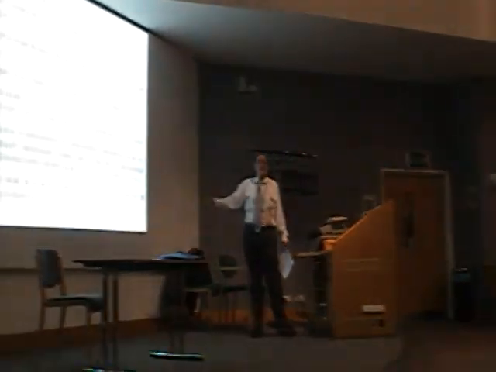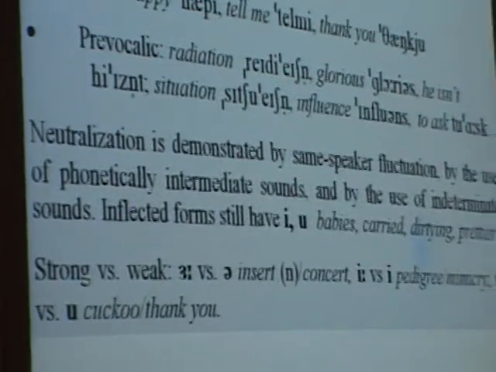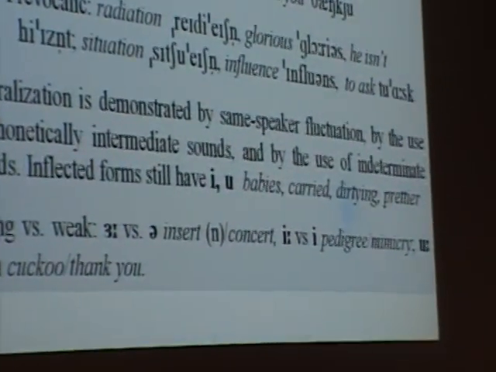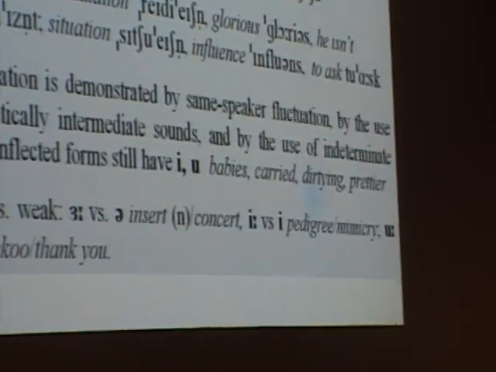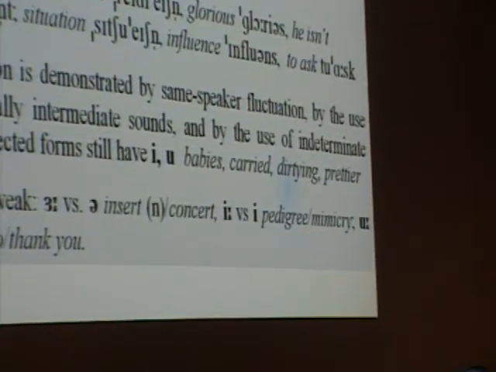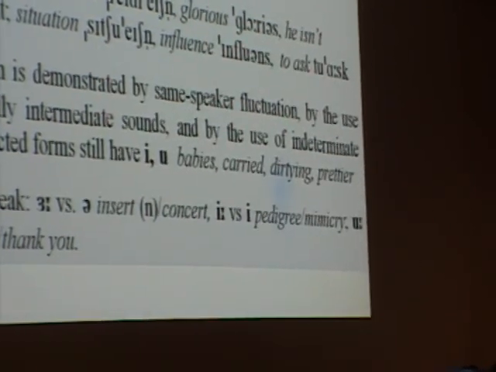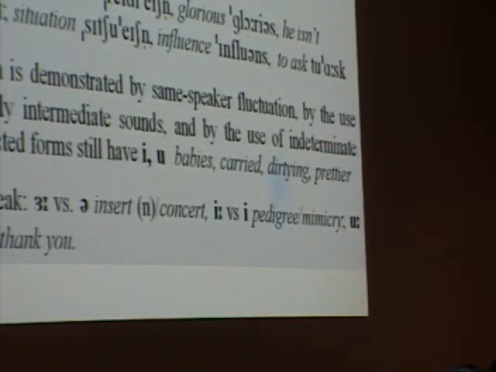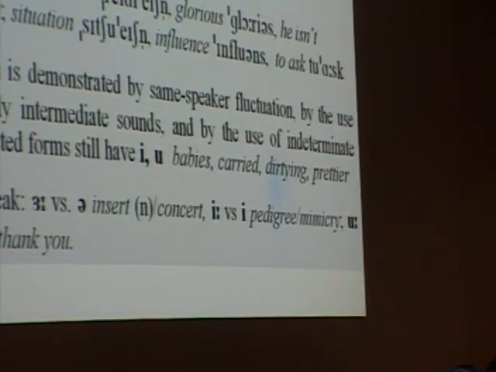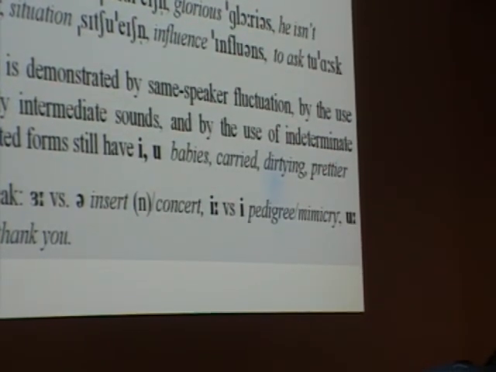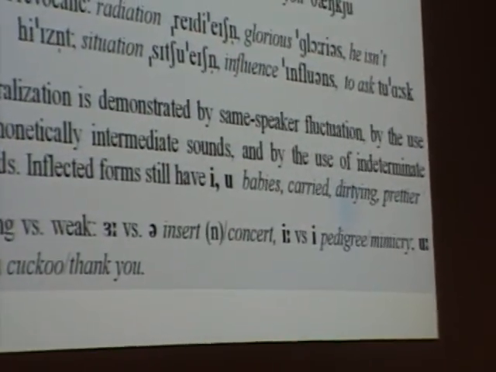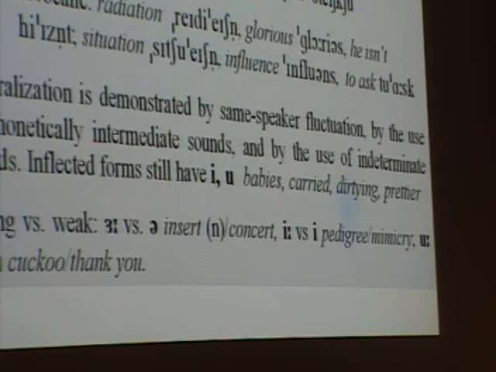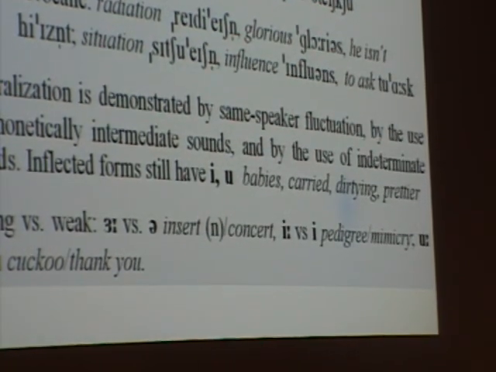And this is demonstrated, first of all, by same speaker fluctuation. A given person sometimes says "happy", sometimes says "happy". By the use of phonetically intermediate sounds: "happy", which is it? Don't know. And by the use of indeterminate sounds, can't hear which. This carries over into inflected forms. So you can get babies or babies, carried or carried, dirtying or dirtying, prettier or prettier.